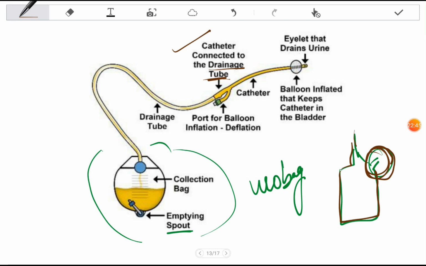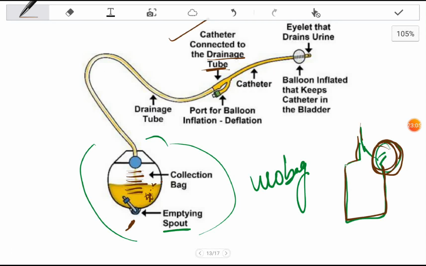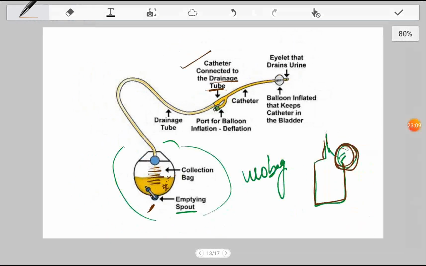And this is the collecting bag. Once the urine is collected, it is drained out from the emptying spout, and these are all the measurements available on the collection bag: 25 ml, 75 ml, 100 ml, 200 ml, like this the measurements are mentioned. So here we can measure the amount of urine.